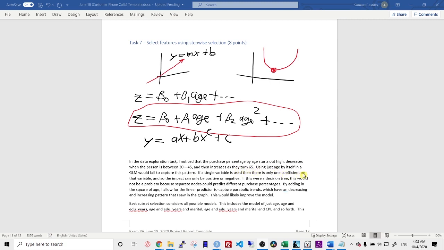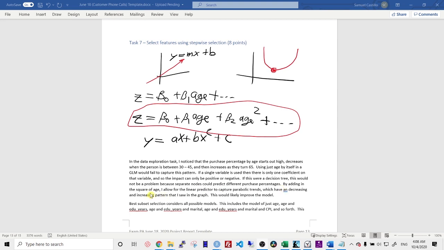Using just age by itself in a GLM would fail to capture this pattern. If a single variable is used, then there is only one coefficient on that variable, and so the impact can only be positive or negative. If this were a decision tree, this would not be a problem because separate nodes could predict different purchase percentages.